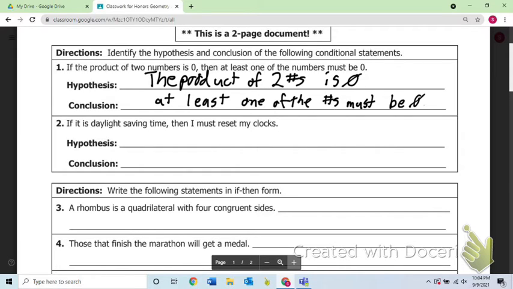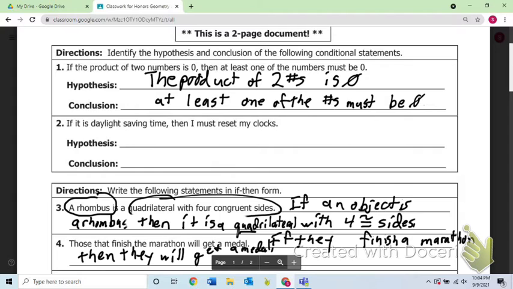If they finish the marathon, then they will get a medal. Your hypothesis is what must happen in order for the conclusion to occur. So a rhombus, if it's a rhombus, that's our hypothesis. Is it a rhombus? Yes or no? If it is, yes, then it's a quadrilateral with 4 congruent sides.